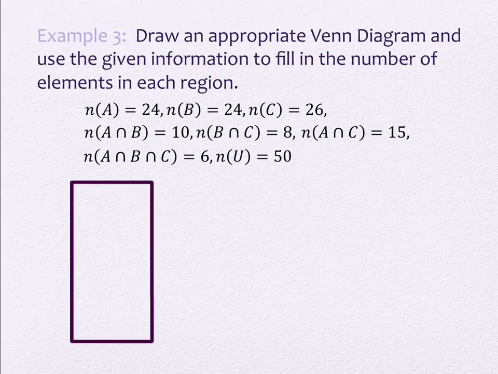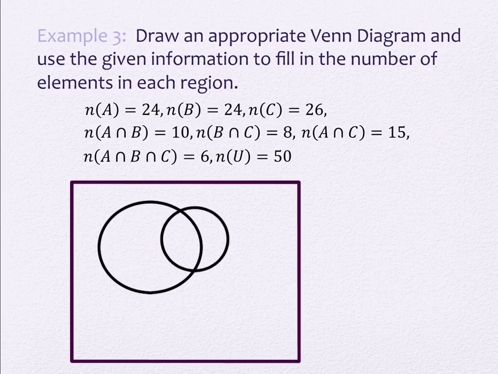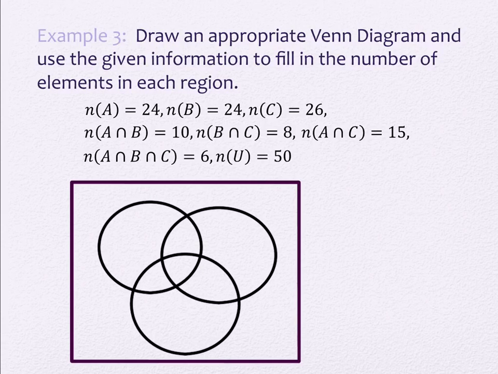What I want you to recognize so far with the information you're given on this problem is that there are 3 circles, right? Do you see A, B, and C listed? So my diagram will start out like the last 2 problems I've done, with 3 circles labeled A, B, C inside of the universe U. Now here's the catch. If you start at the very first place in this information, it says n of A equals 24. What that means is that the entire circle A, these 4 regions that are in circle A, have to total up to 24.